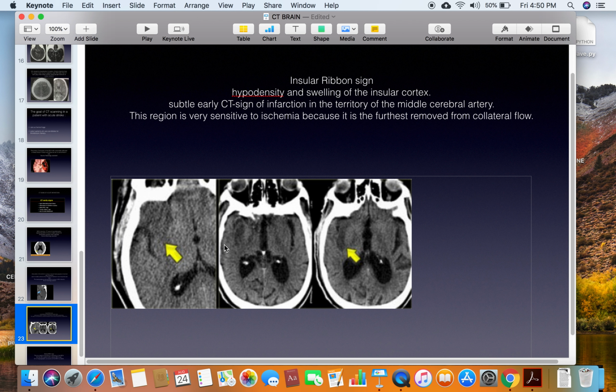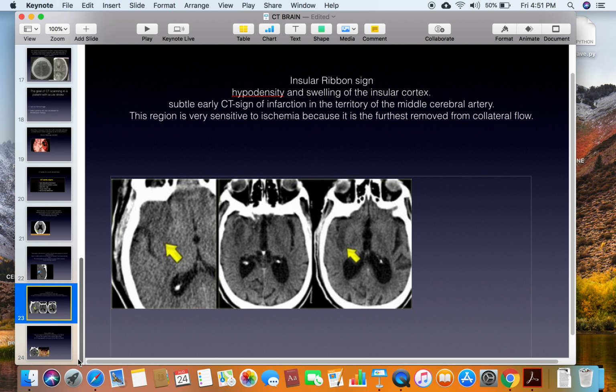Now, the next thing to talk about is the insular ribbon sign. This region is very sensitive to ischemia because it is the farthest removed from collateral flow. So if there is occlusion of the MCA, it is farthest away from the collateral flow, and you see this area of hypodensity, this area of hypodensity, and this area of hypodensity. Now compare it to the other side. Now this is a normal sylvian fissure and insular cortex. See how this is low density compared to this area here. So that is what is called an insular ribbon sign.